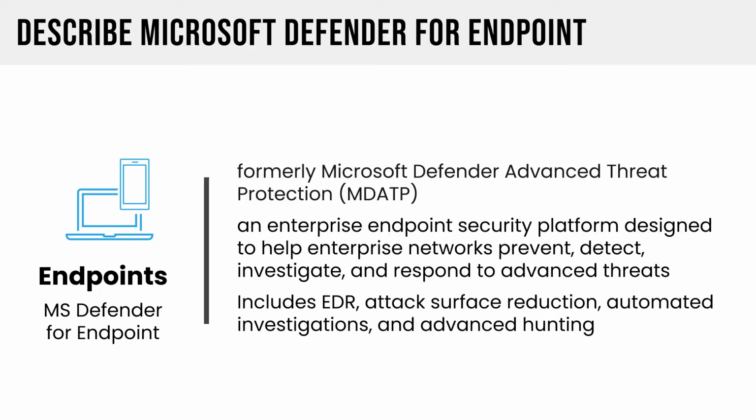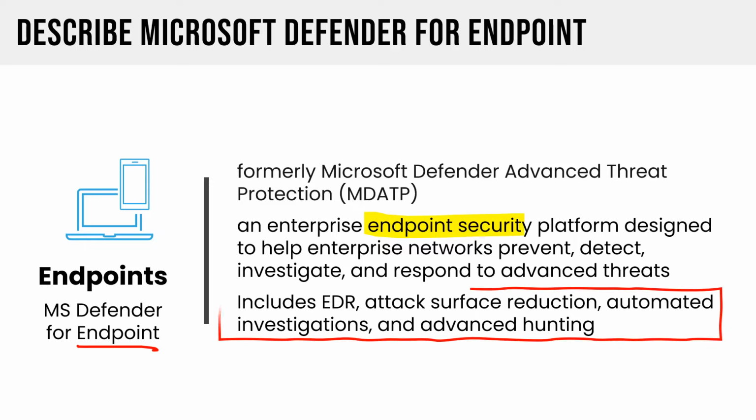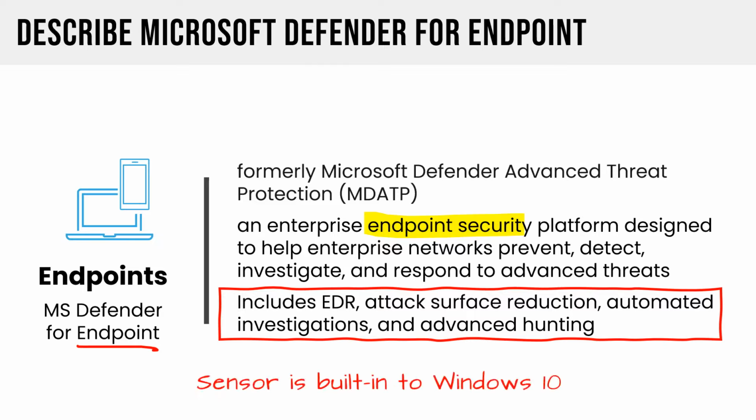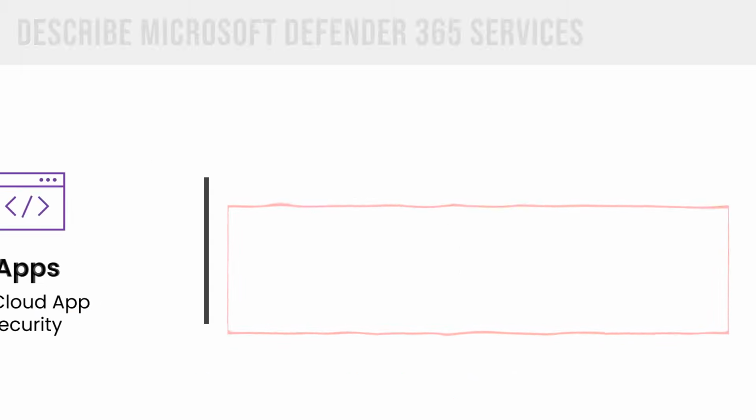And it includes EDR capability, that endpoint detection and response, attack surface reduction, automated investigations, and advanced hunting. That automated investigations and advanced hunting capability is very significant and one of the key elements that you want to remember for the exam. When you see automated investigations and advanced hunting, chances are they're talking about Defender for Endpoint. Incidentally, the sensor for Defender for Endpoint is built into Windows 10. You're really more or less toggling a switch to enable that capability on Windows 10. It was then expanded through various means to other types of endpoints.